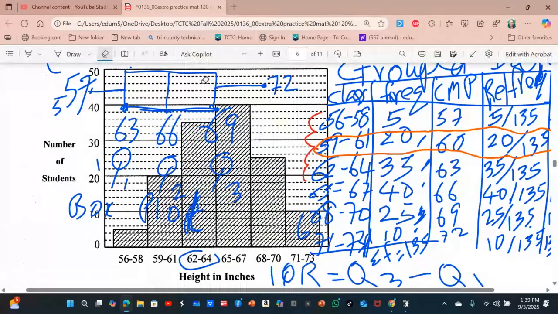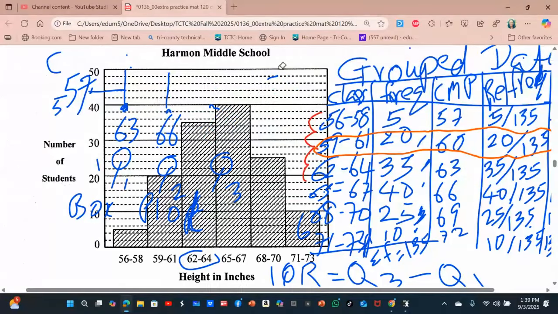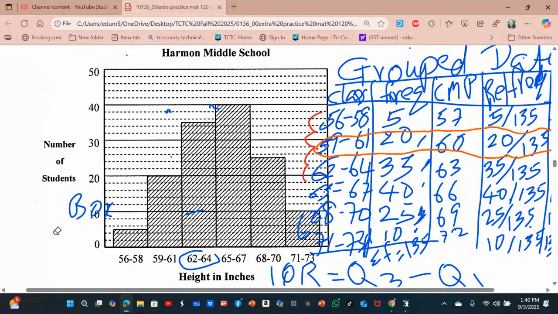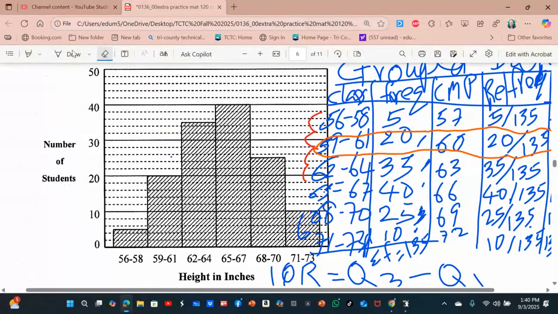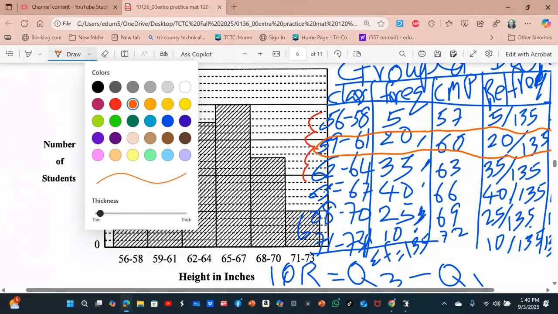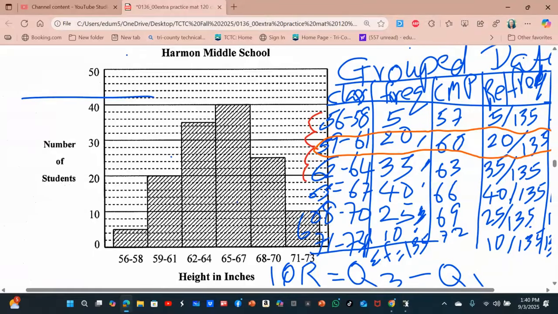Okay, so suppose I'm told to rewrite the classes with class boundaries. What do I do? If I'm told to rewrite the classes, instead of using the class limits, I should use the class boundaries. So how do I find the class boundaries?